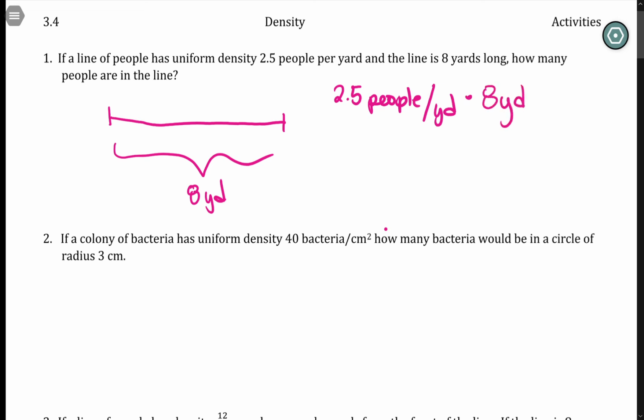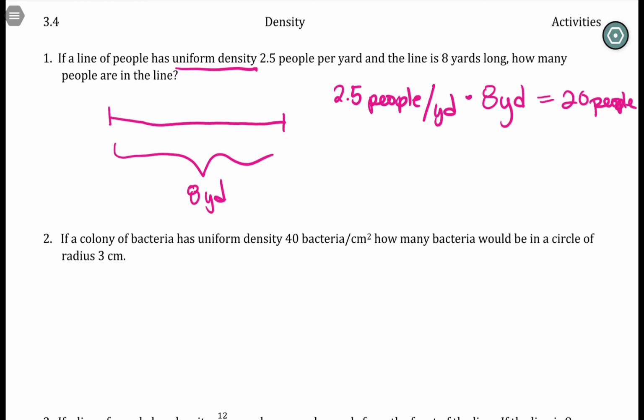So again, this is supposed to be a simple problem. We'll make the calculus version in a second. 8, 8, 16, and 4 is 20. So this is 20 people. Okay. So that is easy because it's uniform density. If everything's evenly spread out, it makes these problems really easy.